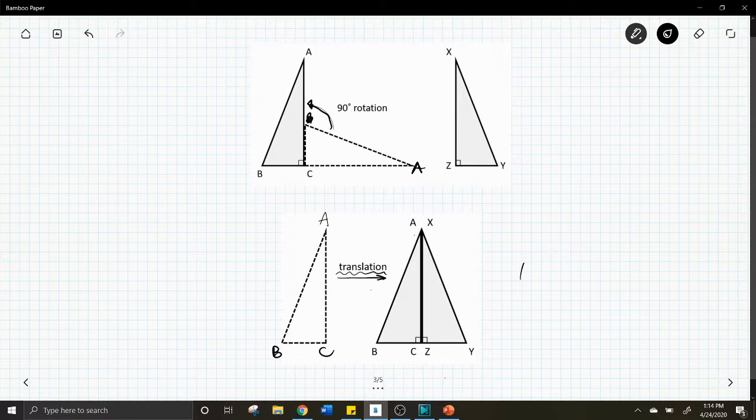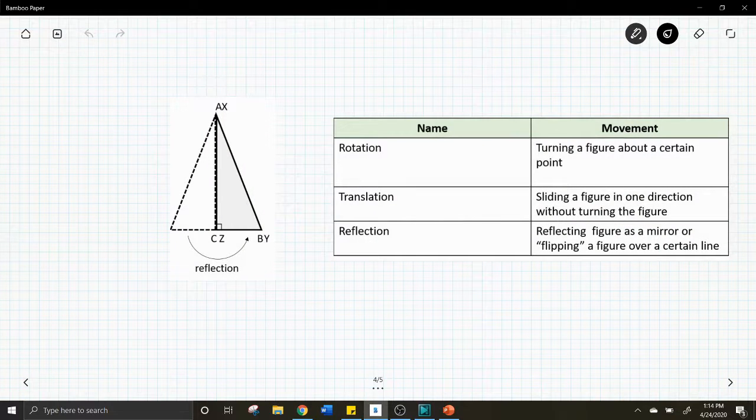Remember, we talked about how you can name lines. AC is aligned with XZ. They're really just lined up with one another. The last thing we're going to do is flip triangle ABC over so it's exactly congruent now and lined up with triangle XYZ. And so that sort of flipping over is called a reflection.